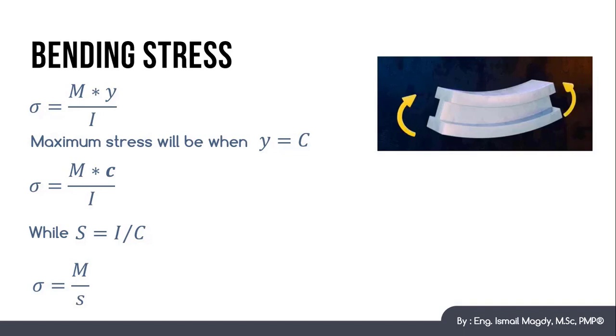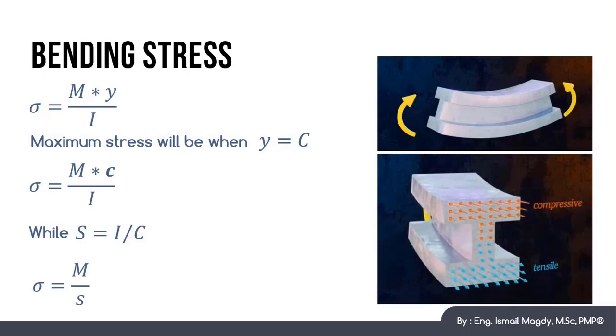Here we can see a beam under a positive bending moment, trying to get the beam to concave downward. In this case, you can see that the upper side of the beam is trying to get shorter, while the lower side of the beam is trying to get stretched. That's why bending moment will create a compression stress in the upper side of the beam and tensile normal stress in the lower side of the beam.